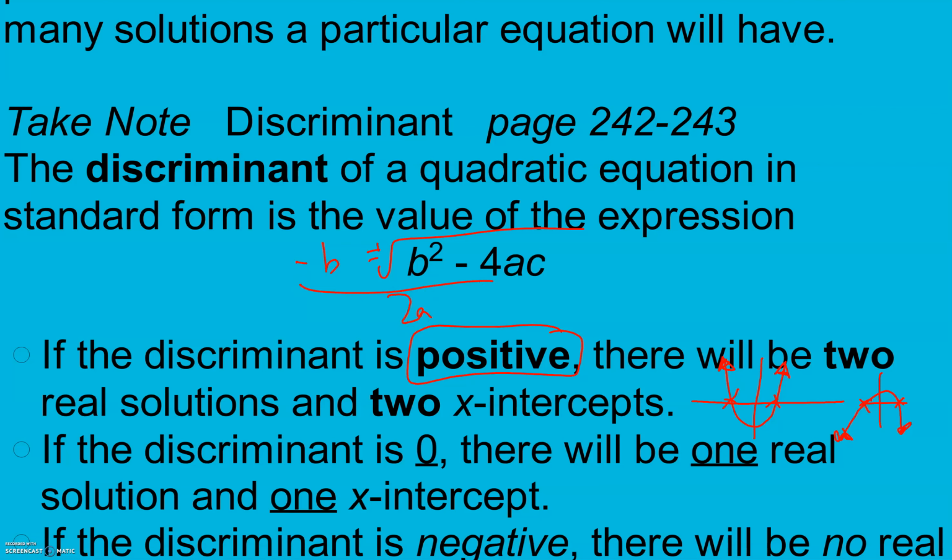Okay, if the discriminant is 0, there's going to be one real solution and one x-intercept. That would be if our vertex is on our x-axis. Either there's a happy face or a sad face. I didn't quite get either of those there, but we'll pretend. Because what happens there is if our discriminant is 0, we don't need any of this plus or minus part of our square root, and we just get one answer.